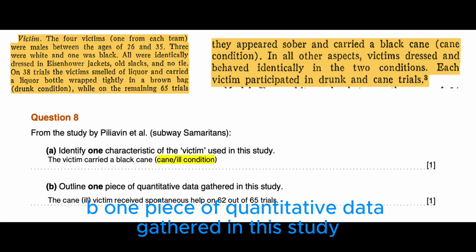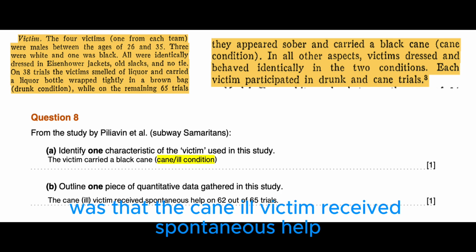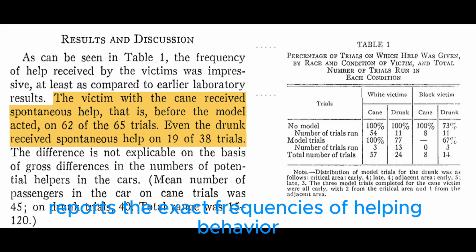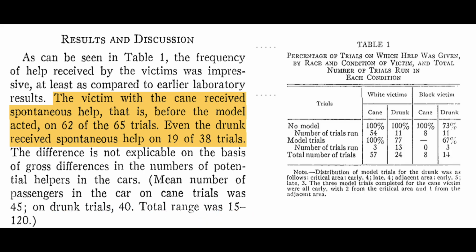B. One piece of quantitative data gathered in this study was that the cane, ill victim, received spontaneous help on 62 out of 65 trials. The results section and Table 1 reports the exact frequencies of helping behavior.